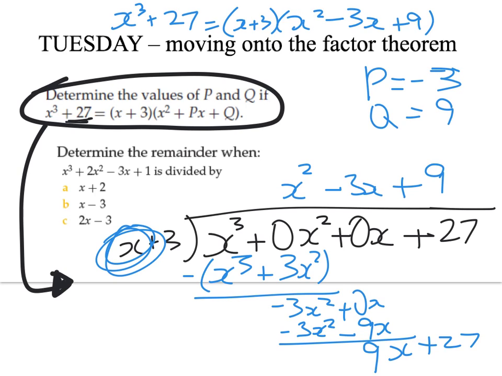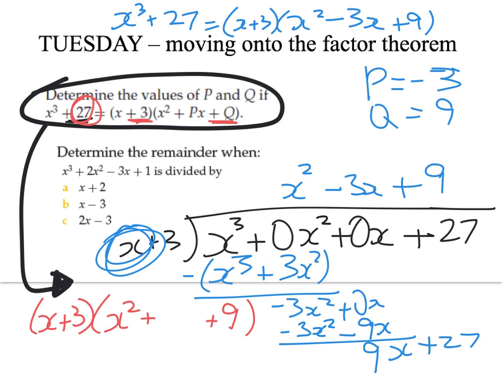Now I could have done that by just looking. I know that that's a plus 27, I've got a plus 3 here, so I know that q has got to be 9. So let's look at this down here. We can write it as x plus 3 times x squared plus something plus 9.